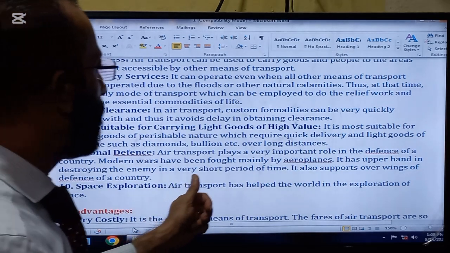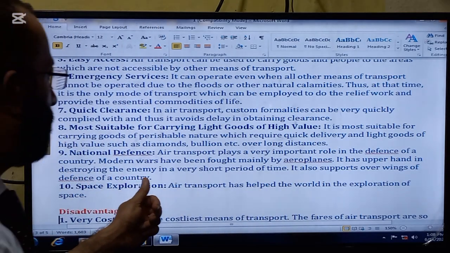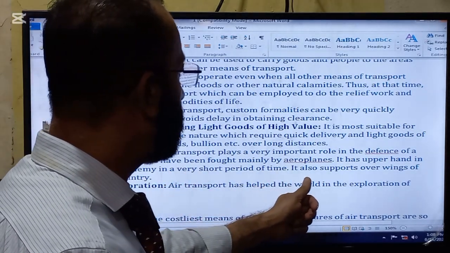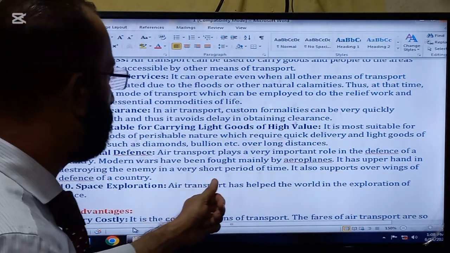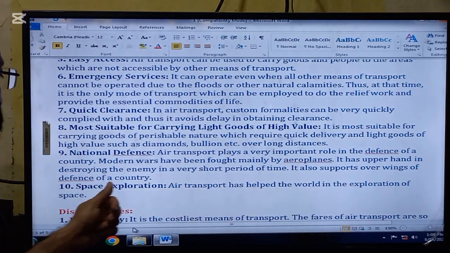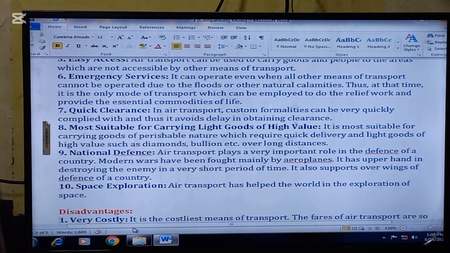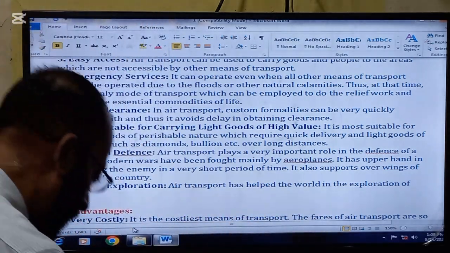Air transport plays a very important role in the defense of a country. Modern wars have been fought mainly by aeroplanes. It has the upper hand in destroying the enemy in a very short period of time. It also supports the wings of the defense of the country. And the last advantage is space exploration. Air transport has helped the world in the exploration of space.